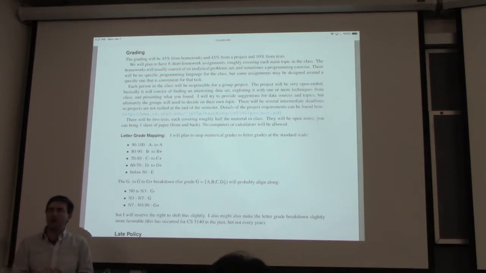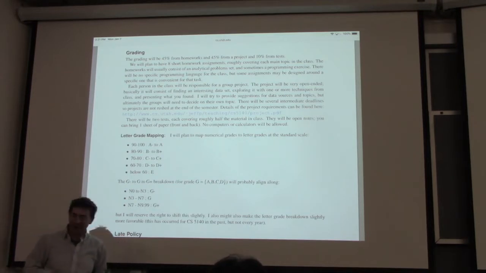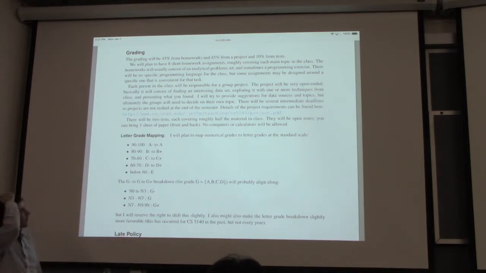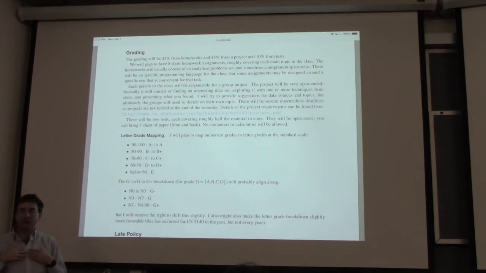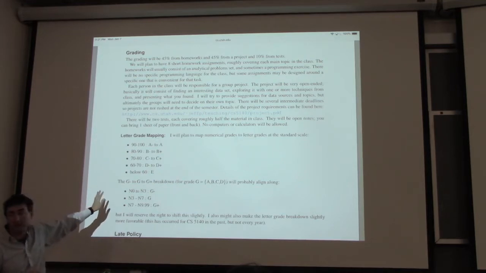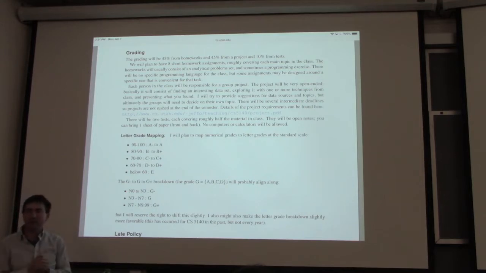So the tests don't count that much of the grade, but people tend to get further from 100% on them. The grade mapping will usually be in the basic range. I give myself the flexibility to curve up. If everyone in the class does poorly, I could make this a little bit easier for you. But I don't plan to give a B+ to someone who has a 92%. If you get above 90%, you're going to get at least an A-. So it's a good thing to keep in mind.